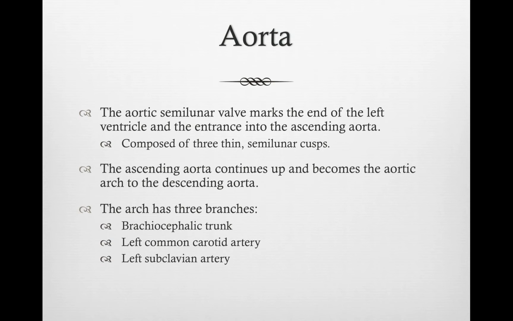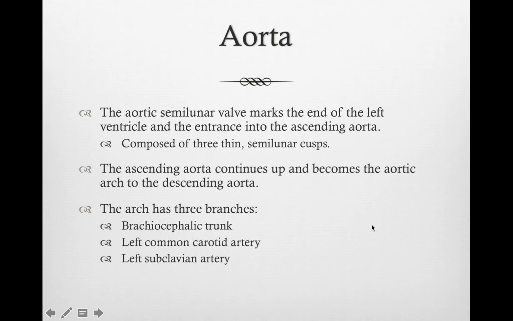And this is so blood must be forced through the aortic semilunar valves and up into the ascending aorta so that we can get blood out to the system. And again, the aortic semilunar valves are composed of three thin semilunar cusps. Now, the ascending aorta is going to continue upward, and then it's going to arch over, and that arch, which I'll show you here in a moment, is the aortic arch.